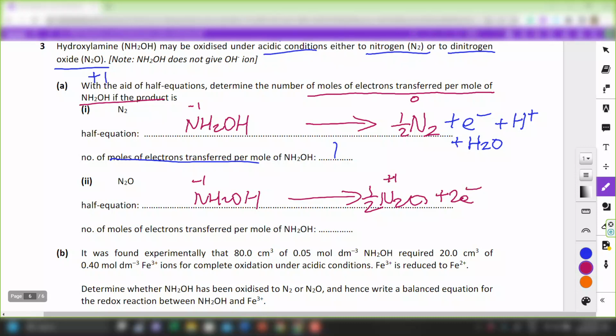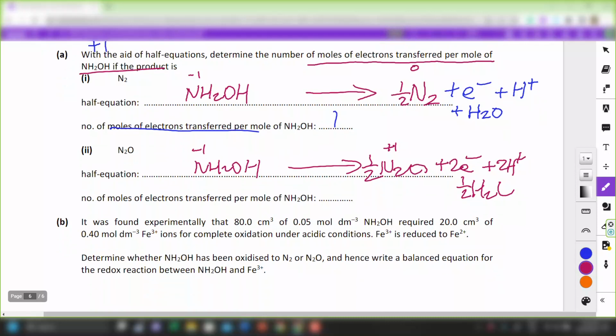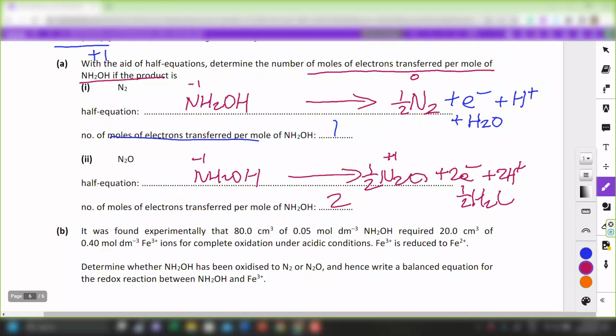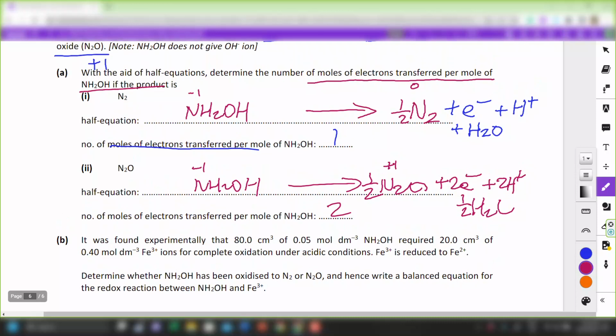So 2 electrons, and then to balance the charge, I have to add 2H plus over here. And then I need to balance the rest with water. So 3H on the left, 2H on the right, so half H2O will give me 1H, and then half O, because half O plus half O equals 1 O on the left. So that should be it. The number of moles of electron transferred per mole of hydroxylamine is 2 in this case. So with these half equations, it's going to aid us to do part B.